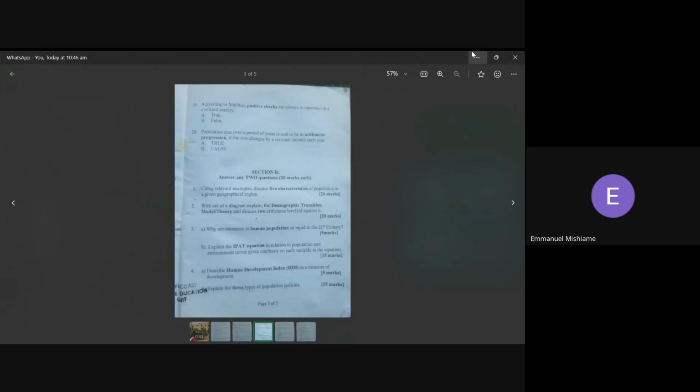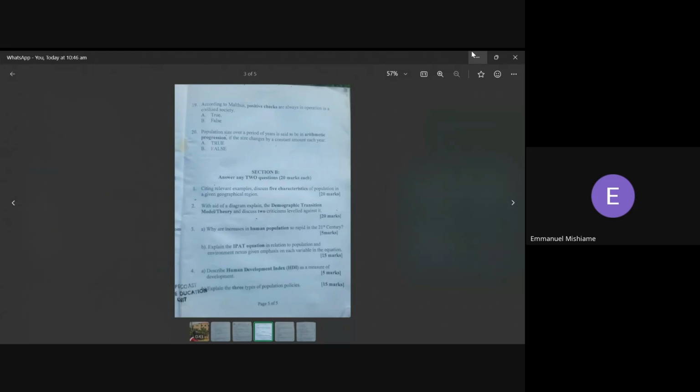Question 3 asks, why are the increases in human population so rapid in the 21st century? Going for 5 marks. And then part B asks you to explain the IPAT in relation to the population-environment nexus, with emphasis on each variable in the equation. So this question is basically asking you to, first of all, explain why human population in the 21st century is so rapid, and then go ahead to explain the variables in the IPAT equation. I think this should not be a problem for you at all. For the sake of time, I'll move on to the next one.